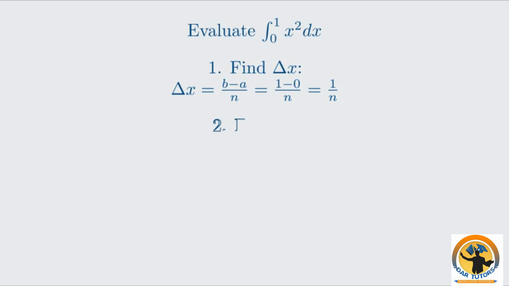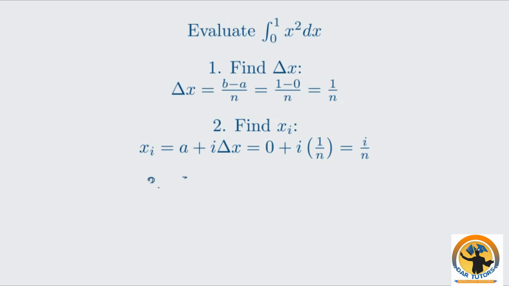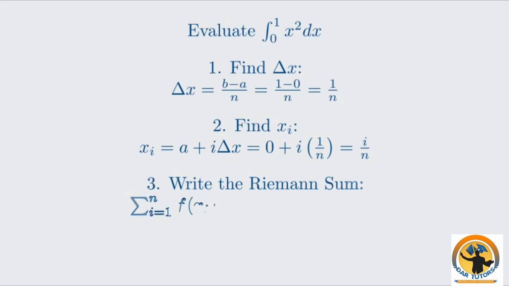Next, we need to find the x-coordinate of the right endpoint of the ith subinterval, which we'll call x sub i. It's the starting point a plus i times the width delta x. So x sub i is 0 plus i times 1 over n, which is i over n. Now we can write the Riemann sum. It's the sum from i equals 1 to n of f of x sub i times delta x. Substituting our expressions, we get the sum from i equals 1 to n of (i over n) squared times 1 over n. Let's simplify this expression.